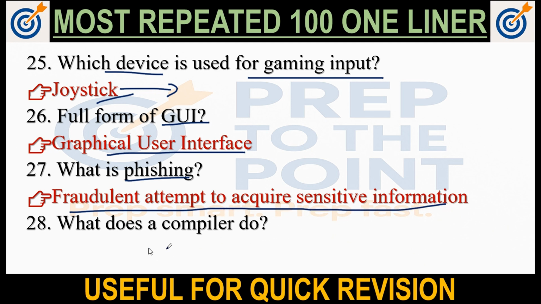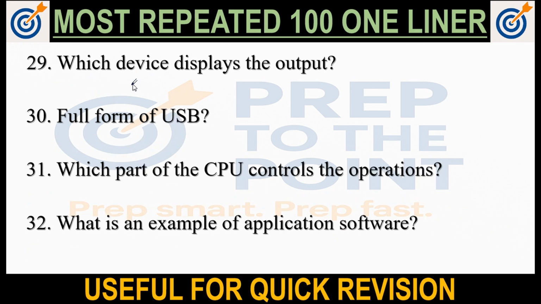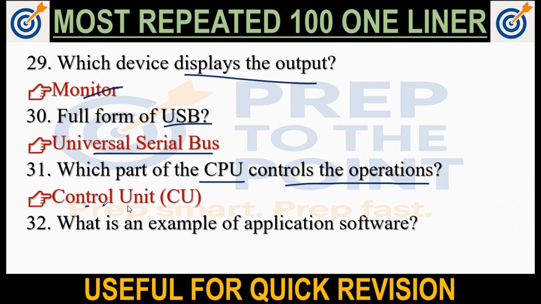What does a compiler do? Translates a program into machine code. Which device displays the output? Monitor. Full form of USB, Universal Serial Bus. Which part of the CPU controls the operations? Control unit, that is CU.